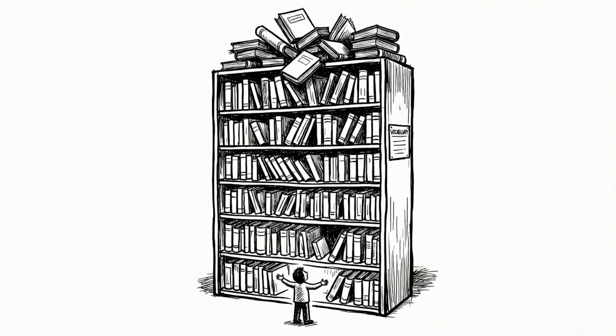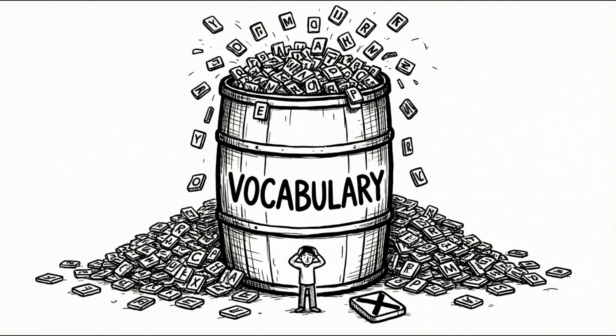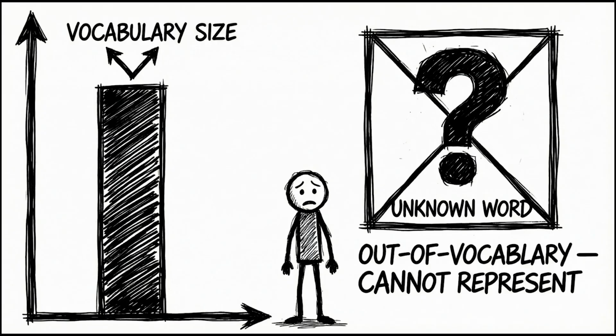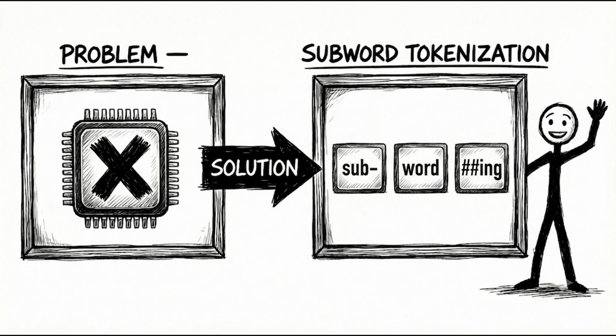But word tokenization introduces a different problem. Natural language contains an enormous number of distinct words. Let's consider this variation: work, working, worked, worker, workers. Should every form have its own vocabulary entry? What about names, technical terms, misspellings, or words that didn't exist when the tokenizer was built? The vocabulary grows without bound, and eventually the model encounters words that simply are not in it. These are called out of vocabulary words. When a tokenizer has no entry for a word, it cannot represent it at all. For example, let's ask an early word-tokenized model about COVID in 2019. It would have had no entry for that word, not even an approximation. The token simply did not exist. For modern language models, this is a fundamental limitation.